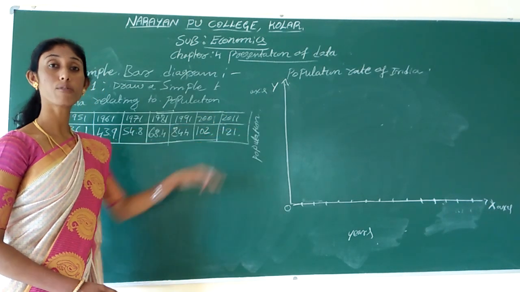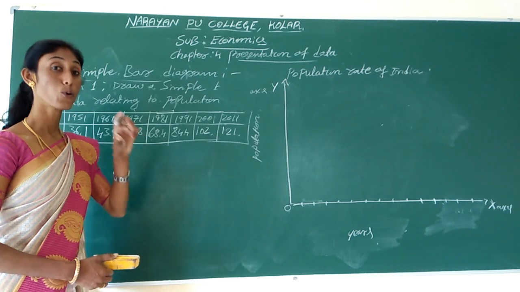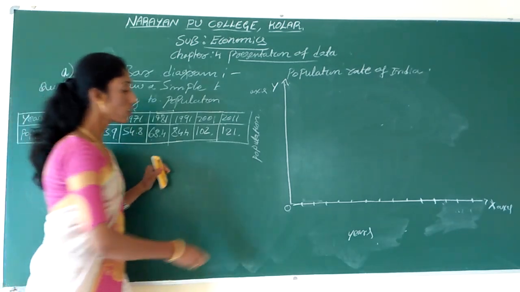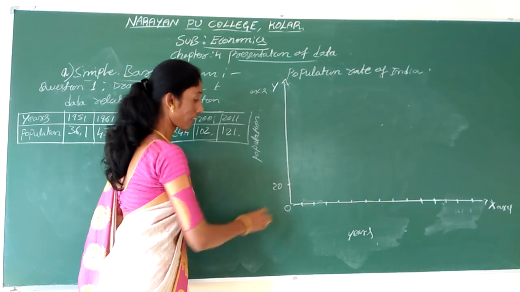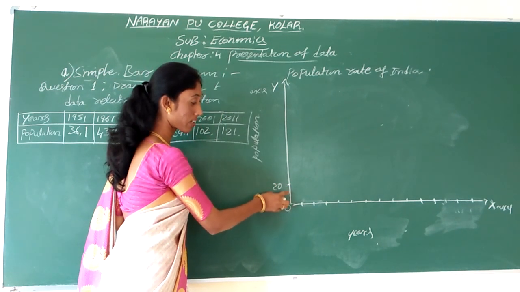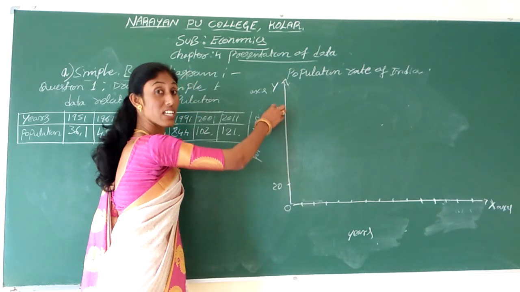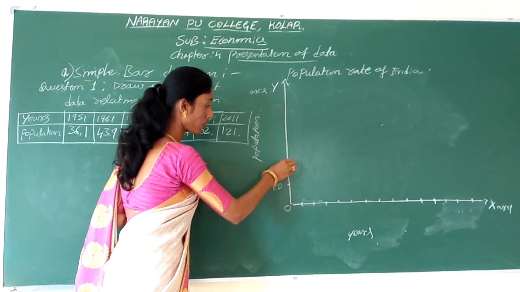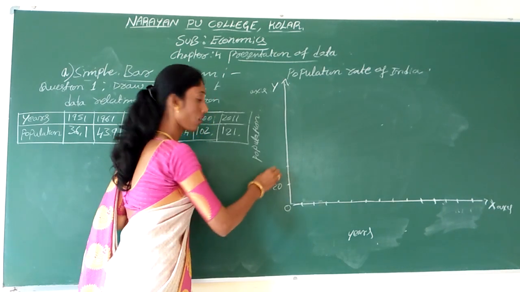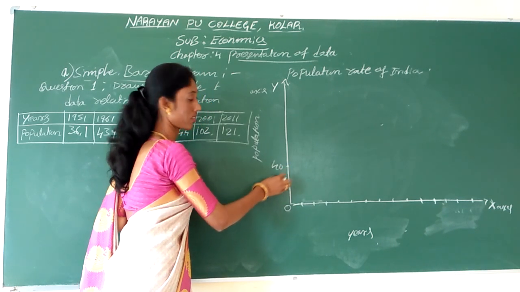But we need to reach up to the 121. Then we take now the class interval as 20. 20 means 0 to the first point, 20. Here also, whatever the space we take for the first point, the same space will be continued for each point. Got it? 20, and the same distance will be applicable for the next also. 40, same distance will also be taken.